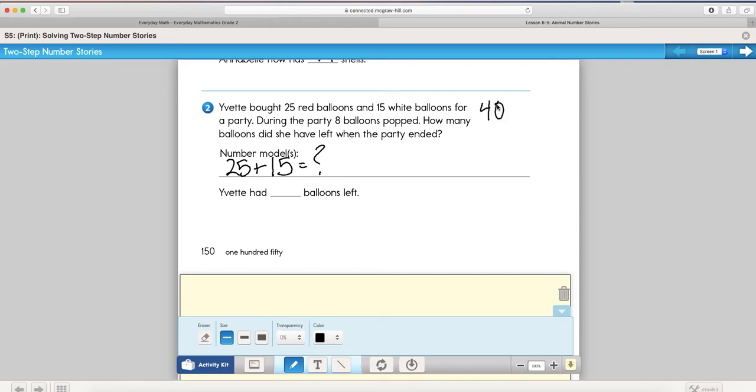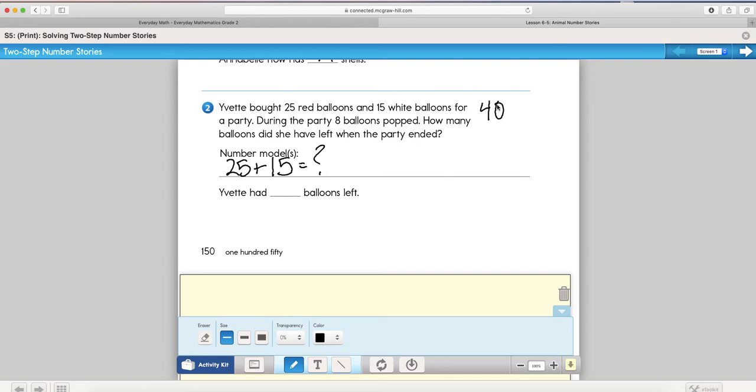She has 25 red ones and 15 white ones. So she starts out with 40 balloons. Now, however, during the party, 8 of those balloons pop. So, what do I want to do now with my number model, David? What do I want to do now with my number story? Now you must subtract it and get a balloon pop. Right, and I want to start with what number to subtract it from.